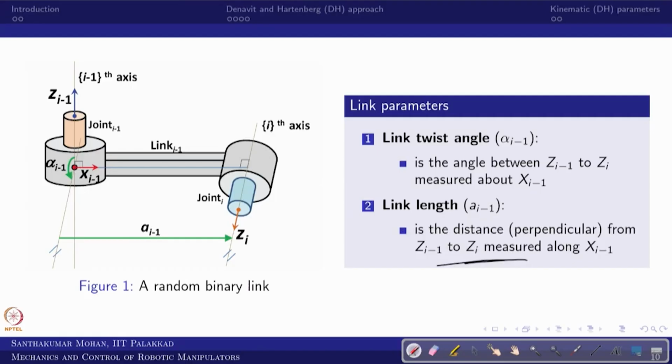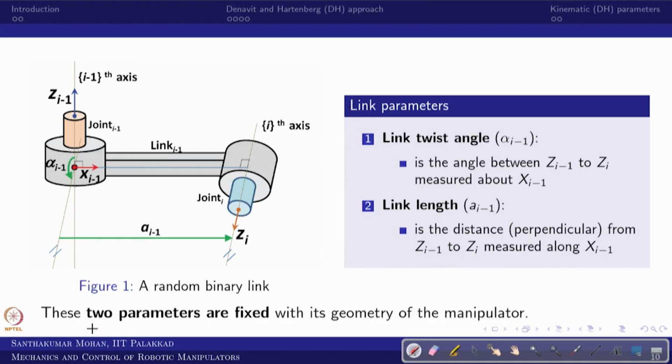You can see that the distance between z i minus 1 and z i, measured along x i minus 1, is called link length. As per our understanding, link length cannot be negative, so let that be clear. Further, the joint axis is always associated with z i. So in that sense, these two parameters are constant, fixed, or simply you can call them geometric, okay.